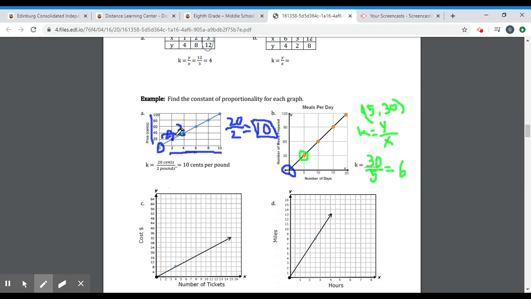So over here I did rise over run. Over here I did my k equals y over x. Whichever you think is simpler, okay? Do not try to do it a specific way. Do it the way that you feel more comfortable. But there is more than one way to do it. Okay, awesome.